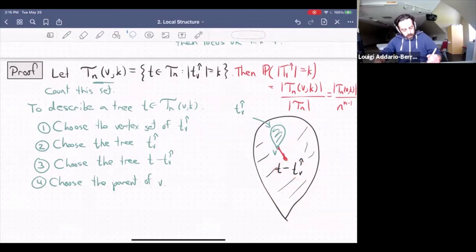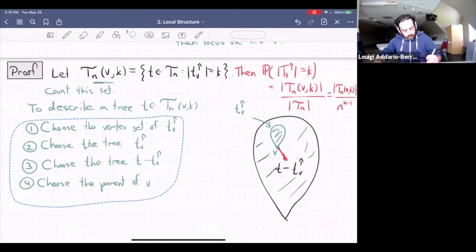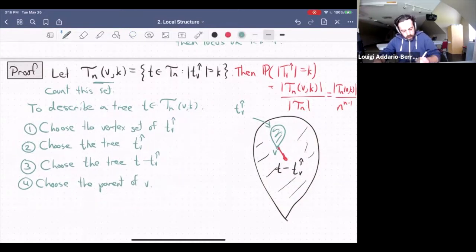Okay, so how many choices are there at each step? Remember we're trying to build a tree where this subtree has size exactly k. We know one of the vertices of this subtree is V, and we have to choose another k minus 1 vertices to go in that subtree. So the number of possibilities for choosing that vertex set is: of the remaining n minus 1 vertices, we have to choose k minus 1 to go in here.